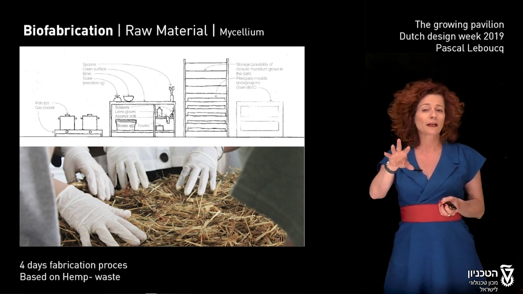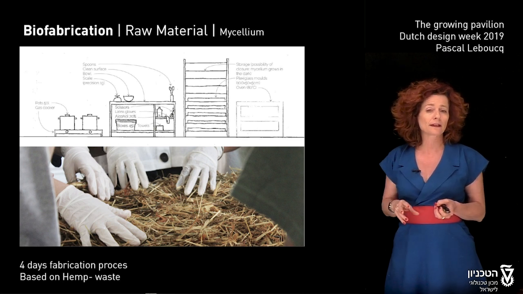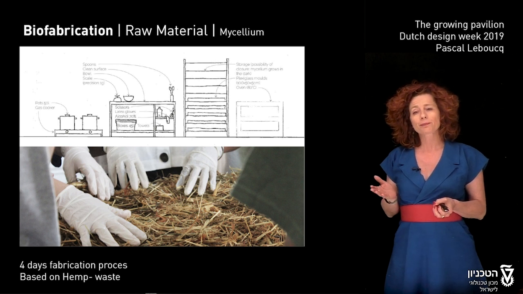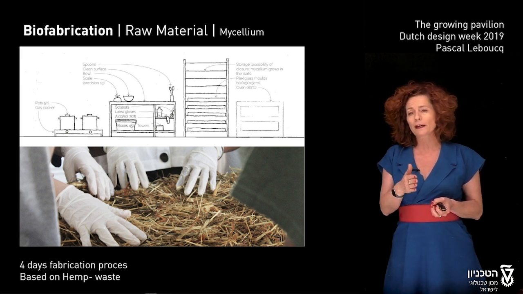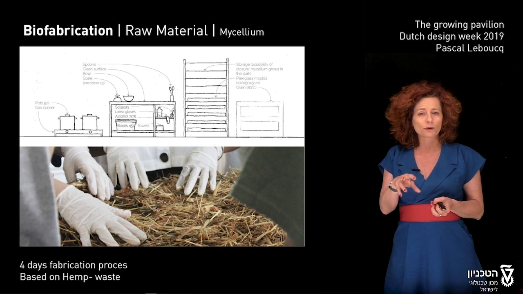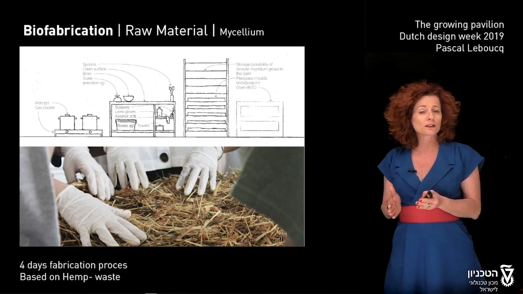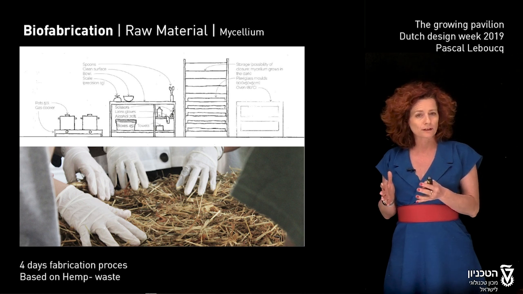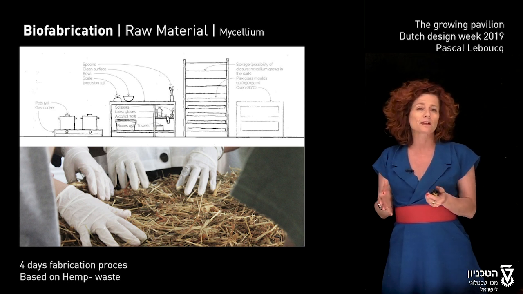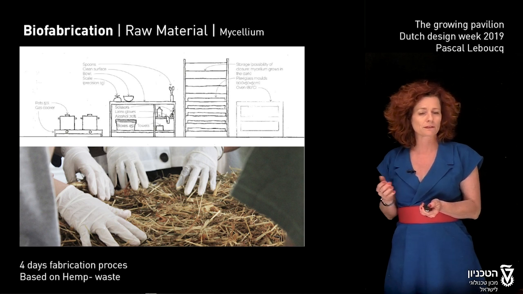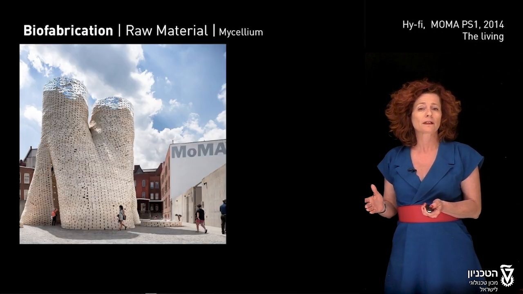So here we have hemp waste in that case, waste from agriculture that is processed in a very simple way. Mycelium just grows on this waste in closed conditions, and when it reaches a certain level, you just stop the production with artificial baking at a low temperature, about 70 degrees, and the material is ready.